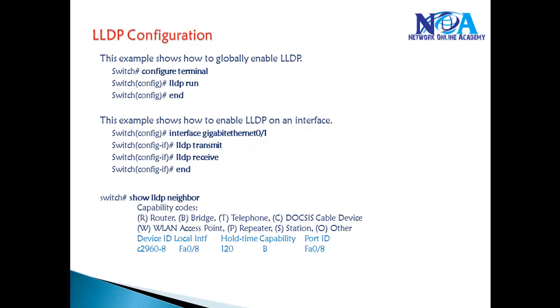If you want to enable LLDP, we just need to go to the configuration mode and run a command called lldp run, just like in the case of CDP, where we use cdp run to enable CDP. If you want to enable LLDP on a specific interface, then we can configure the commands lldp transmit and lldp receive. These commands send the device information to the neighbor device and receive the information from the neighbor device.